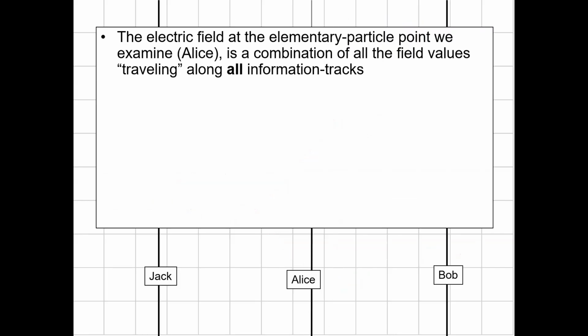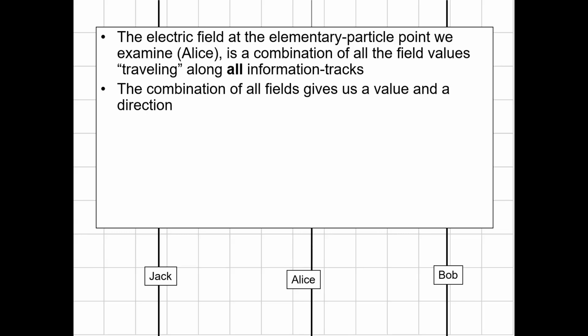To continue, let's try to see how a point can compare things. If you remember, we said that the electric field at the elementary particle point that we examine, and we'll use a point on the world line called Alice, is a combination of all the field values traveling along all information tracks. And the combination of all fields gives us a value and a direction.